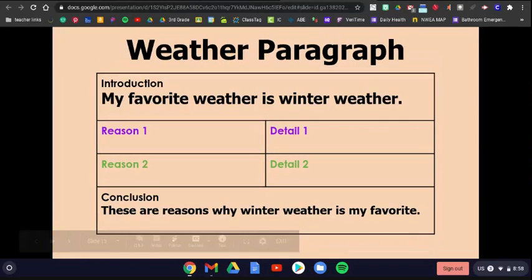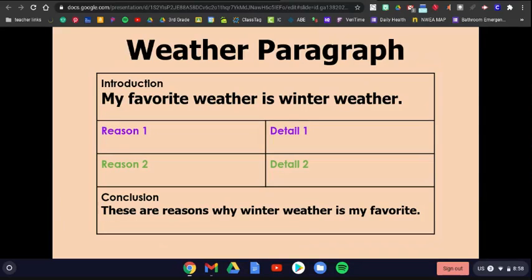So if we were writing a paragraph about weather, about what your favorite season was or what your favorite weather was, the introduction sentence might say something like, my favorite weather is winter weather. And then you would have to explain 2 reasons and 2 details about how or why this is important.